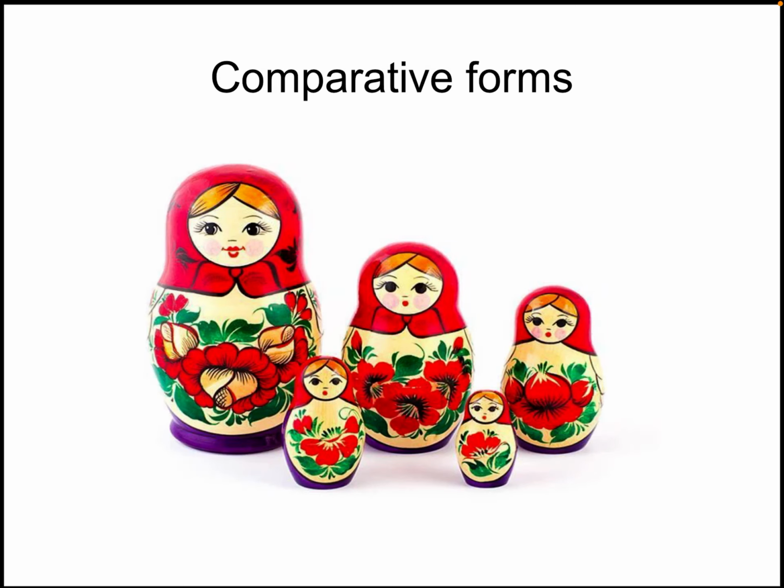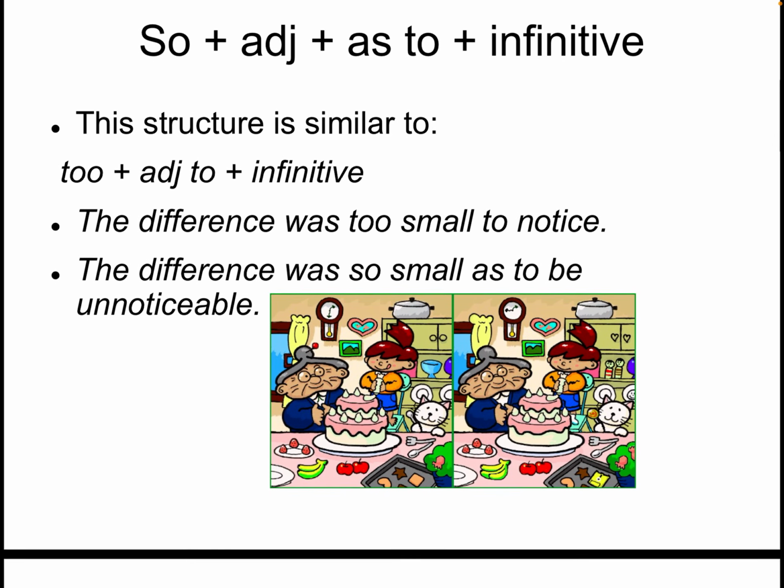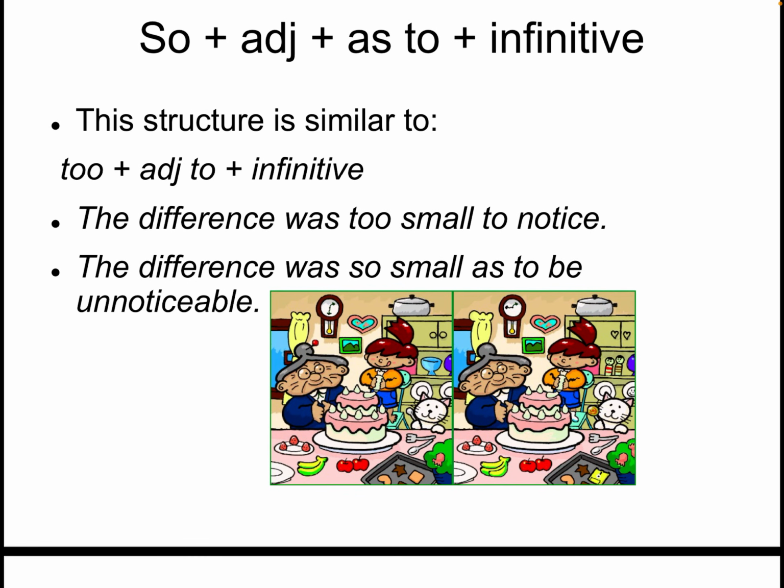This is a quick video to draw your attention to some of the comparative forms we've looked at in class. I'm not going to talk about all of them, but I'm going to single out "so" plus the adjective, as to plus the infinitive. Now this is similar to "too" plus the adjective, to plus the infinitive. For example, the difference was too small to notice.